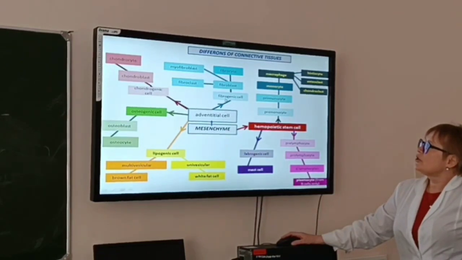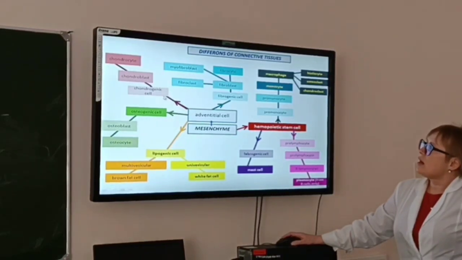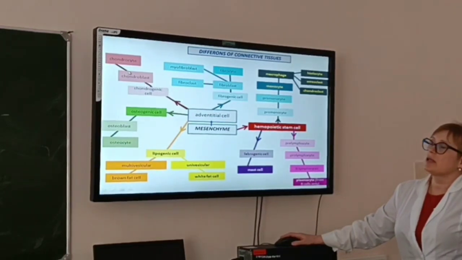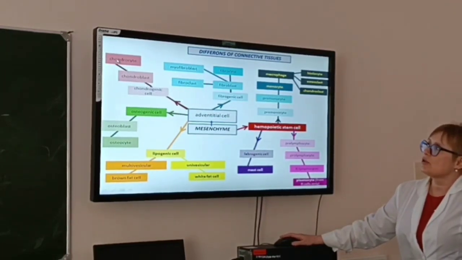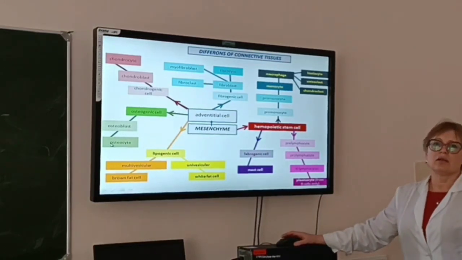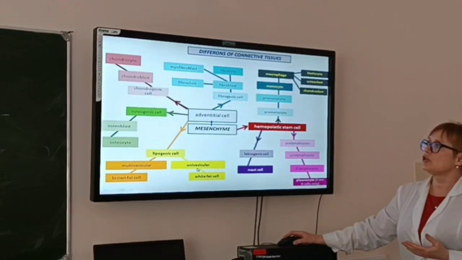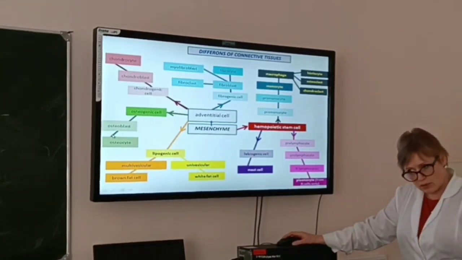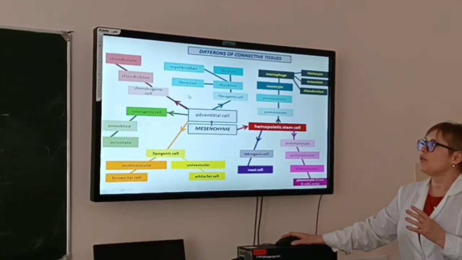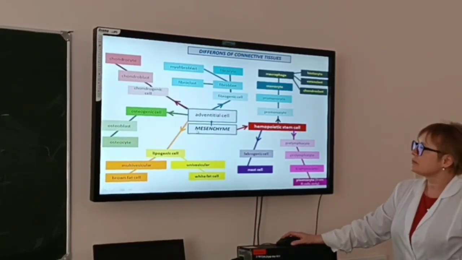So, fibrogenic cells: fibroblasts, fibrocytes, and the same function in the cartilage: chondroblast, chondrocyte, and osteoblast, osteocytes in the bone. So what do all these have? They have main functions. They produce components of extracellular matrix, which are specific for each tissue: for bone tissue one, for cartilage another, for loose and dense another.